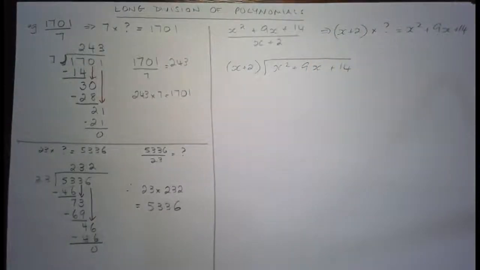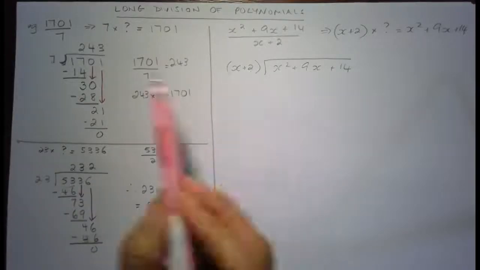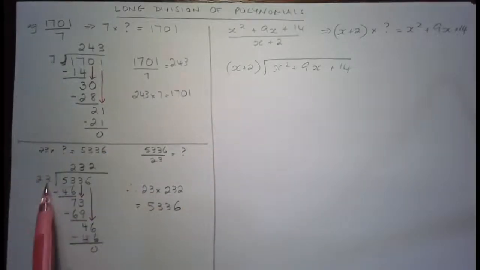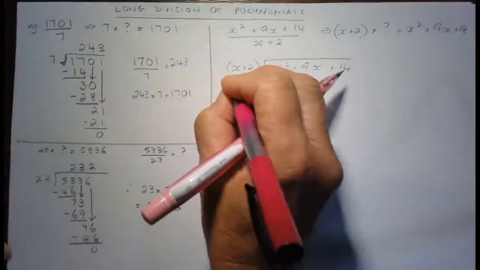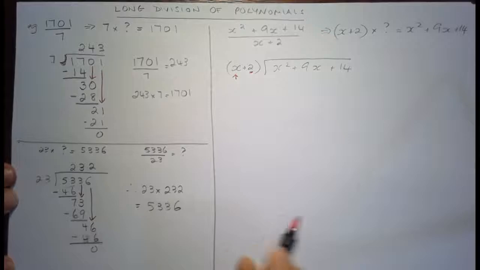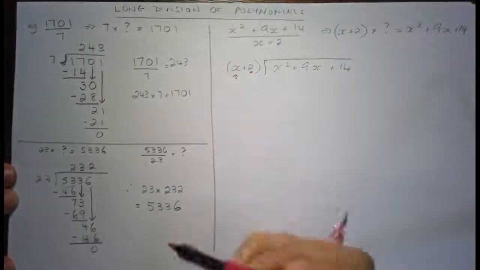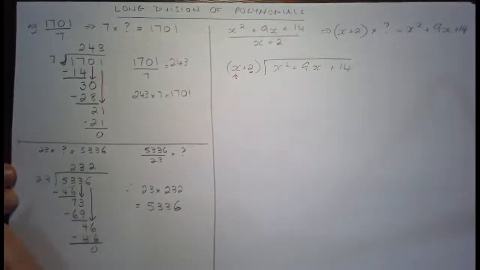Now the difference between this one and the last is the fact that I've got two terms here, not just one number. So I'm going to deal with my leading term, my x, because 2 is a number and I can deal with it and I know what it is. But x is important because it's a variable, it can represent any number. And so it's going to be my leading term.